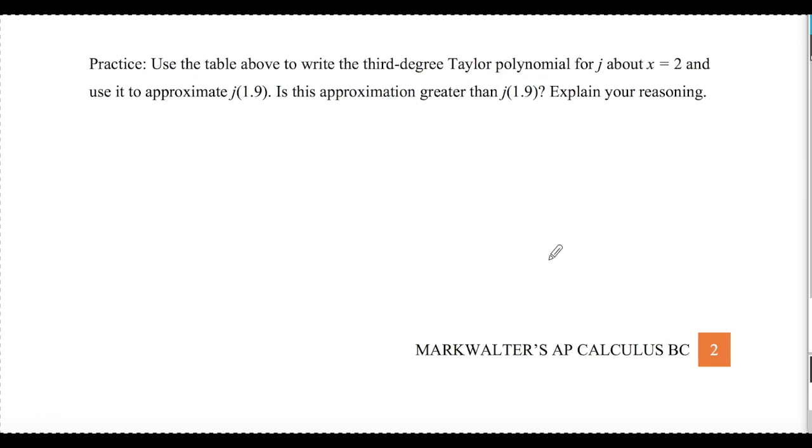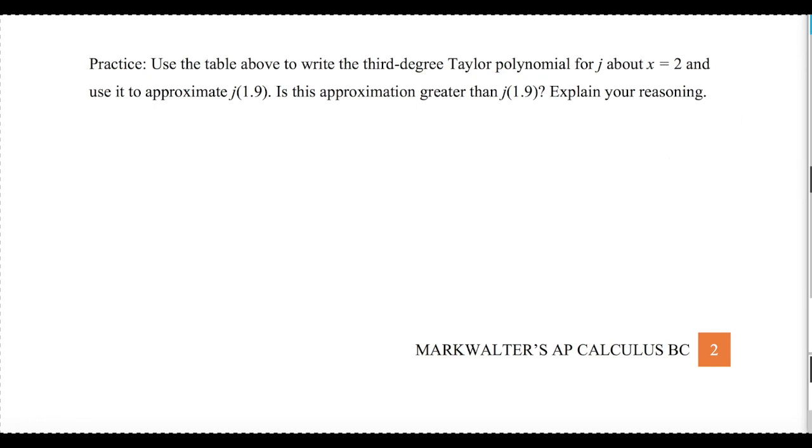All right, let's go ahead and get started. Use the table above, so we're using that same table to write the third degree Taylor polynomial for j about x equals 2, and use it to approximate j of 1.9. Is this approximation greater than j of 1.9, and explain your reasoning? Okay, seems very similar. This is meant to be kind of a repeat, to make sure you understand.